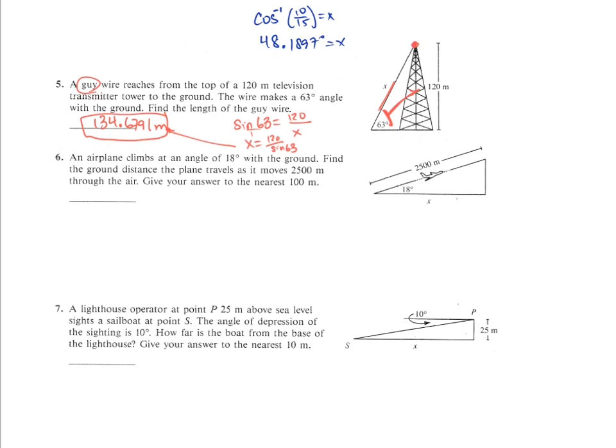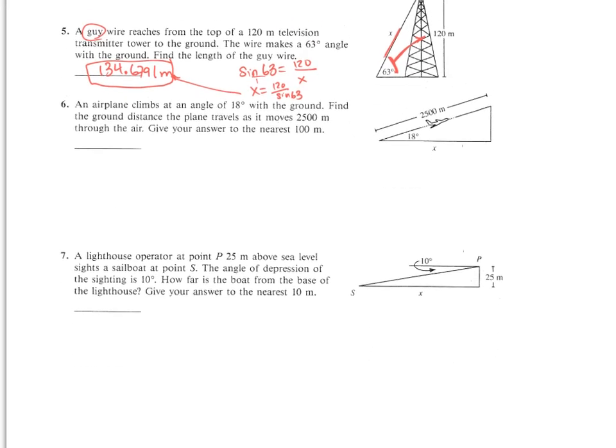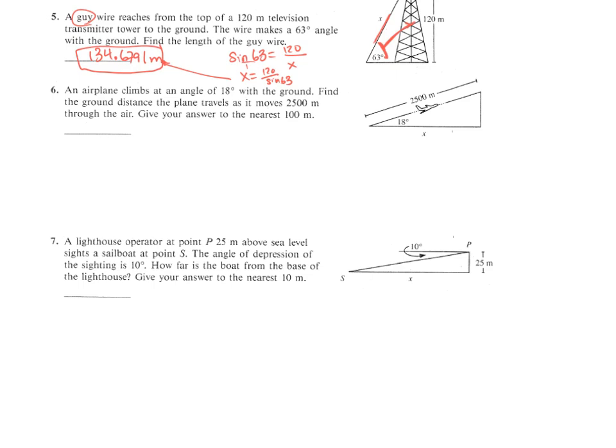All right. Moving along, an airplane climbs at an angle of 18 degrees with the ground. Find the ground distance the plane travels as it moves 2,500 meters through the air. So 2,500 meters through the air. We need to know what ground distance it covered. Okay, so this is our right angle right there.